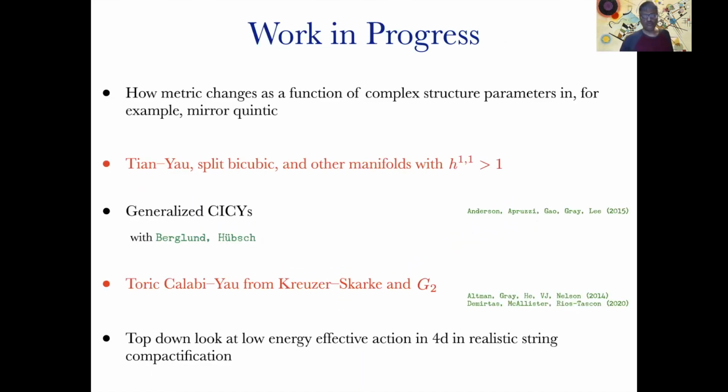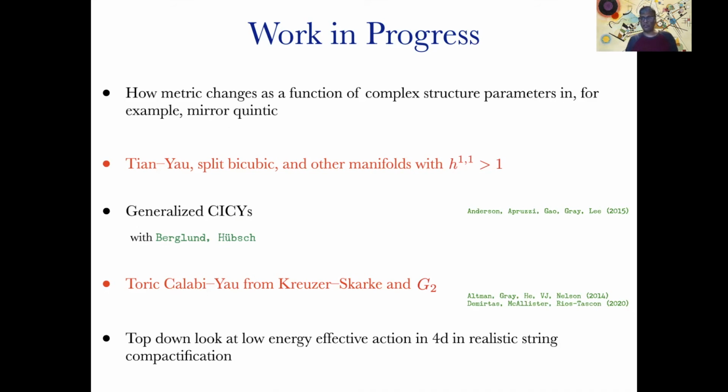So what we're considering right now is how the metric changes as a function of complex structure parameters. We can do this for the Dwork quintic by varying psi, but we're interested in a more detailed look at this kind of thing. One thing to maybe look at is the mirror quintic. The mirror quintic has a single complex structure parameter. However, there are 101 Kähler parameters, so we need to determine how to preserve the Kähler class along the learning. As well, we can look at Tian-Yau and split bicubic and other manifolds with H11 bigger than 1.